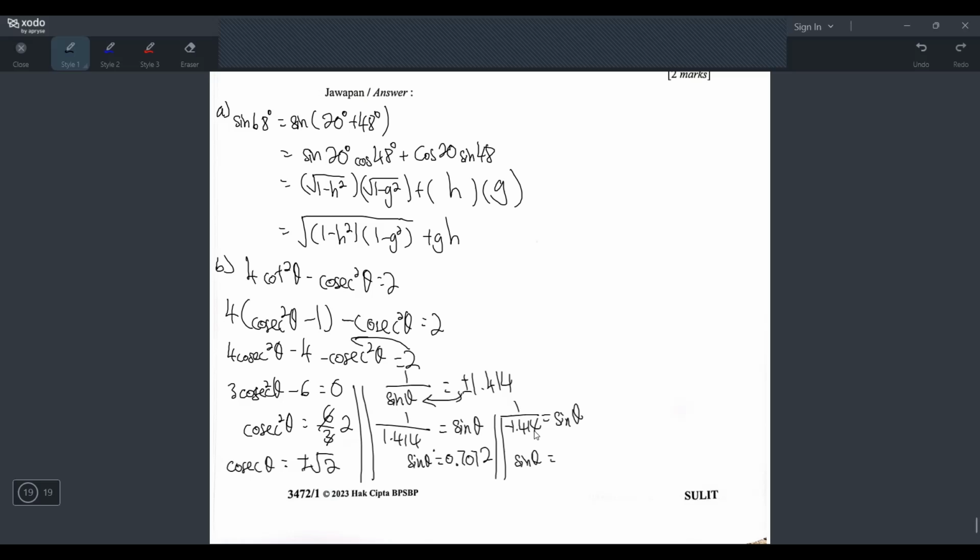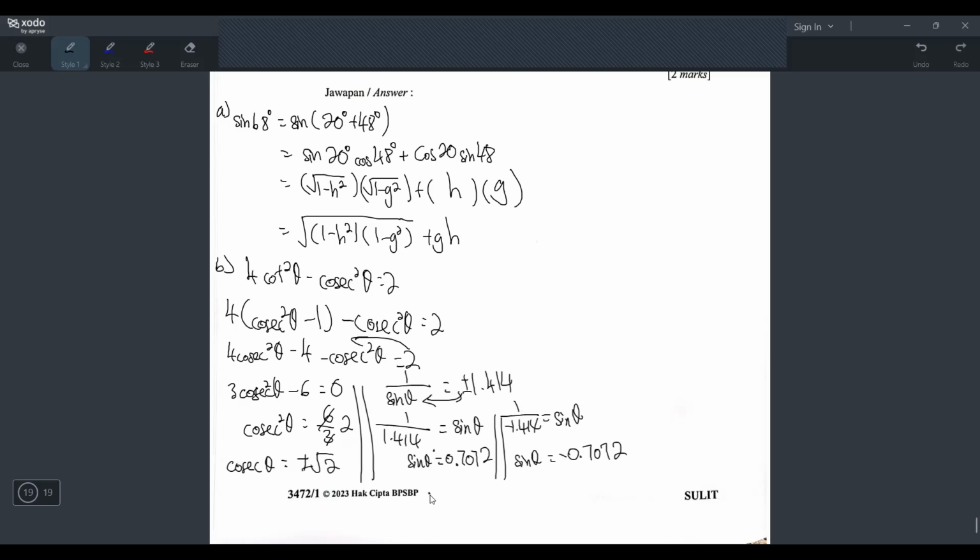Actually, I don't like how I write it. Actually, if I write it like this, can also. But actually, there's a better way to write this. My working is very complicated, but actually there's a better way. But never mind, I just do it like this. So what is 1 divide negative 1.414? So it's negative 0.7072, right? Okay, later I'll show you a better way to write the working.